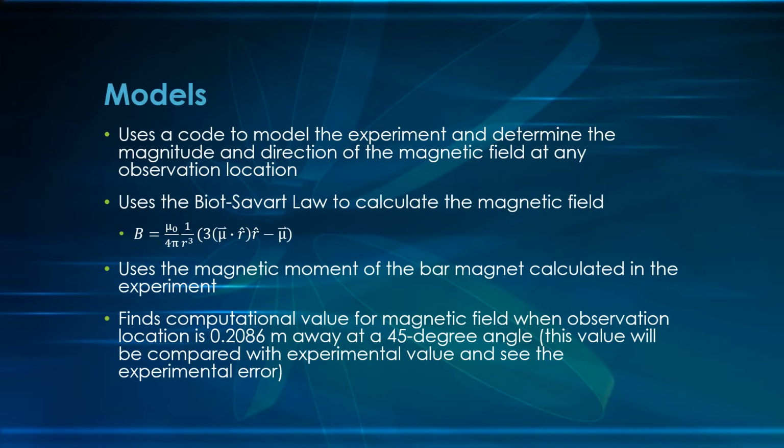I used a code to model the experiment, and the code uses the Biot-Savart law, shown here, to calculate the magnitude and direction of the magnetic field at any observation location. The code also uses the magnetic moment of the bar magnet, which I calculated in the experiment, and at the end the code finds the computational value for the magnetic field when the observation location is 0.206 meters away at a 45-degree angle, and this computational value will be used to compare to the experimental value.